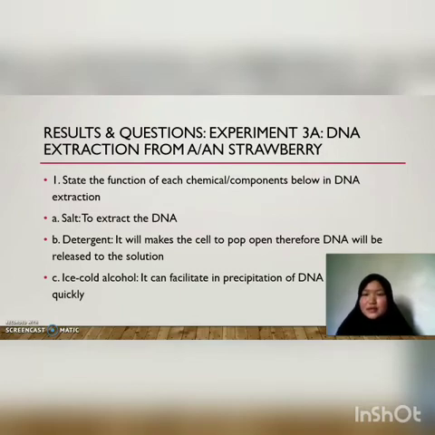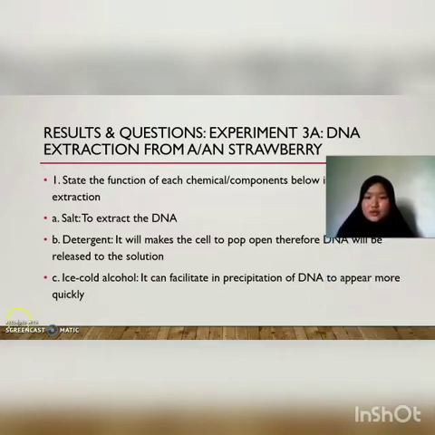So next are the result and questions. Firstly, state the function of each chemical or components below in DNA extraction. For salt, the function is to extract the DNA. For glycogen, it will mix the cell to form open, therefore DNA will be released to the solution. And for the ice-cooled alcohol, it can facilitate in precipitation of DNA to occur more quickly.